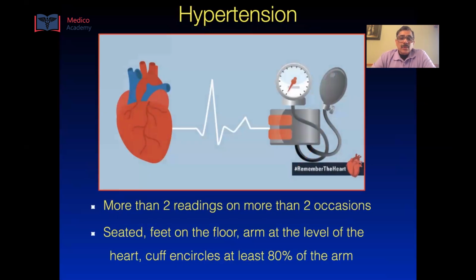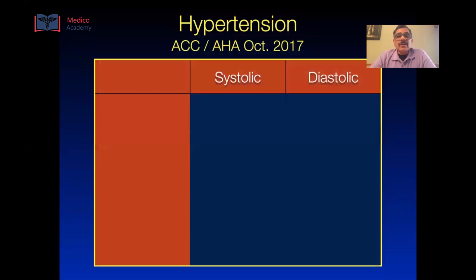So to diagnose hypertension, we need to have two readings at two separate occasions. This is the minimum to diagnose that a person is having high blood pressure, elevated blood pressure, or hypertension. The person needs to be seated, feet on the floor, arm at the level of the heart, and there has to be enough length of the cuff to cover the arm. So this is how hypertension or elevated blood pressure is diagnosed.